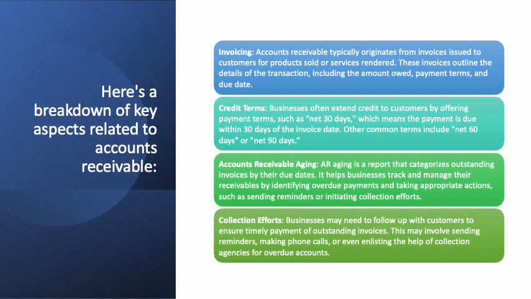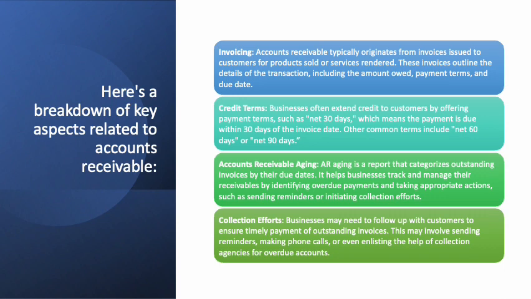Credit terms. Businesses often extend credit to customers by offering payment terms such as net 30 days, which means the payment is due within 30 days of the invoice date. Other common terms include net 60 days or net 90 days.